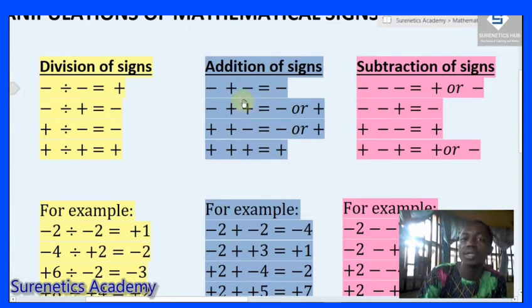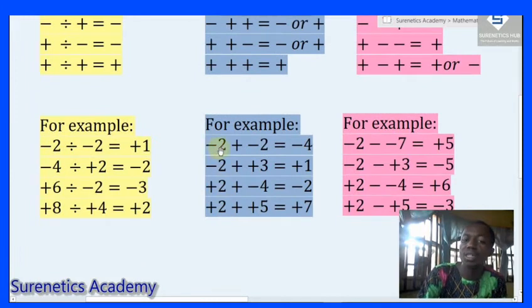Now, this we will explain with an example. Negative 2 plus negative 2. Now, this plus is going to multiply this negative. Whenever two signs come together, they will multiply themselves. So when this plus multiplies this negative, it will become negative. So negative 2 minus 2 will now give you negative 4.